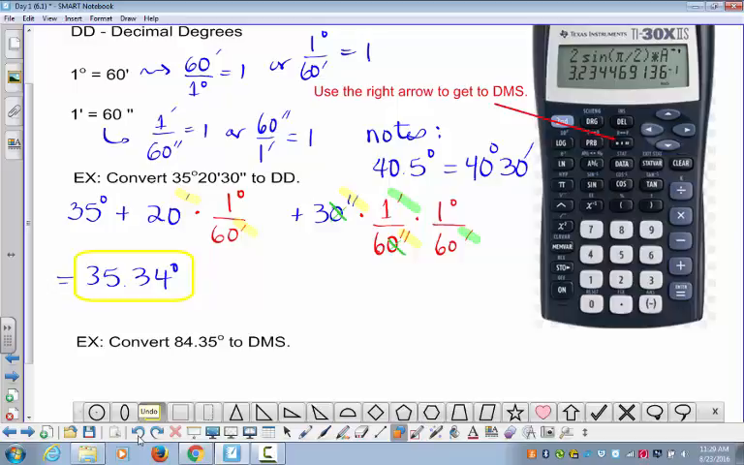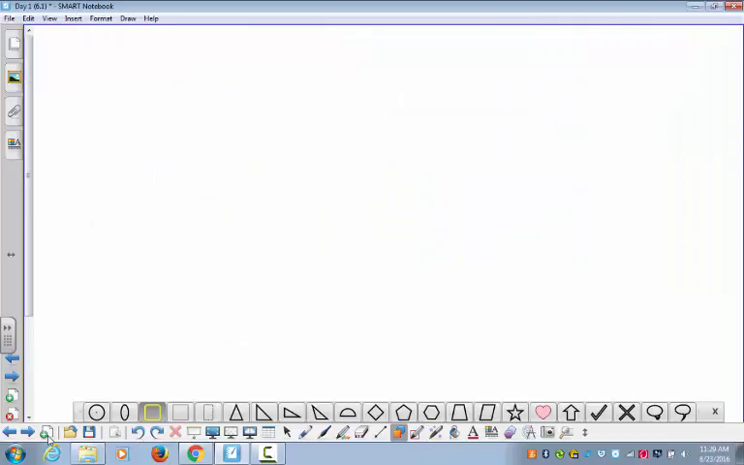Let me give you one to do. Let's put in a slide here, and let's do one. So you guys convert this. Let's say 25 degrees, 45 minutes, and 23 seconds. So that's a DMS angle, and let's convert that over to a DD angle. So go ahead and start using your conversion factors.